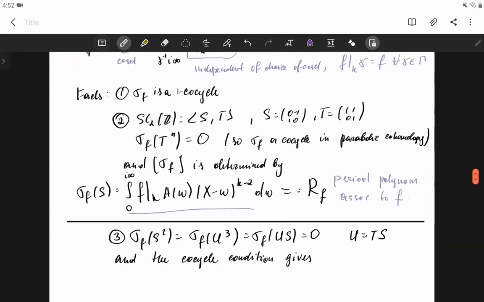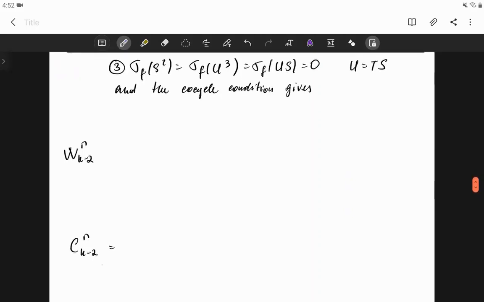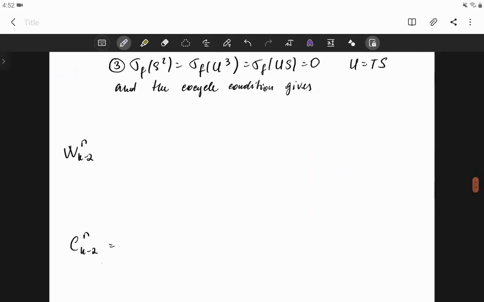Okay, then a third fact is that if we look at the definition, we see that sigma of F of S squared is 0, so is sigma F of U cubed, and so is sigma F of U times S, where U is equal to T times S. All right, then the cocycle condition will give us the following, that R F slash 1 plus S is 0, and so is R F slash 1 plus U squared, also equal to 0.